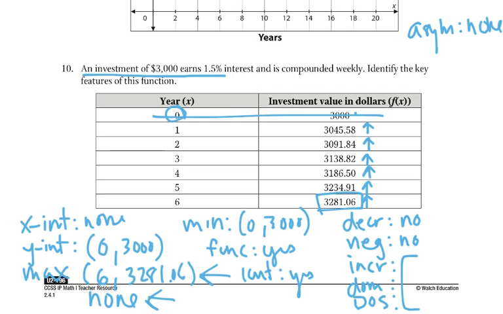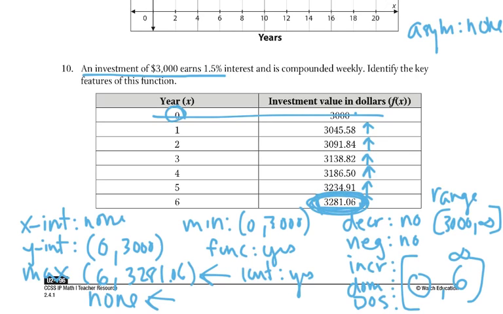So we'd start at 0, and then it keeps going either to 6, because we deal with x's, or infinity if it keeps going. Okay. So then our range is that we start at 3,000 and it keeps going up, so we could put this number as our highest range, or we could probably put infinity.